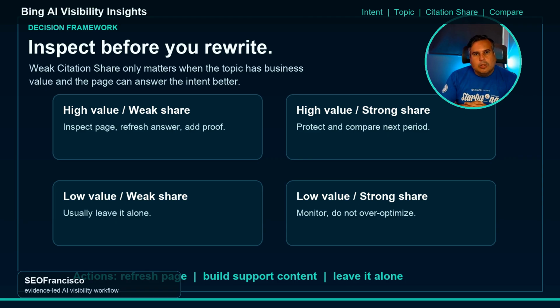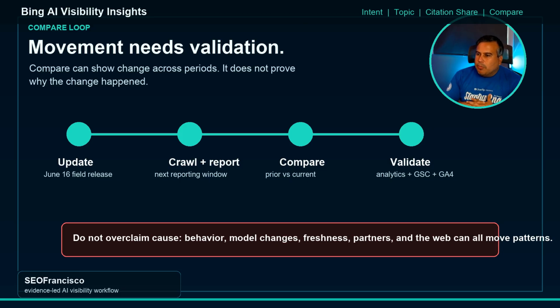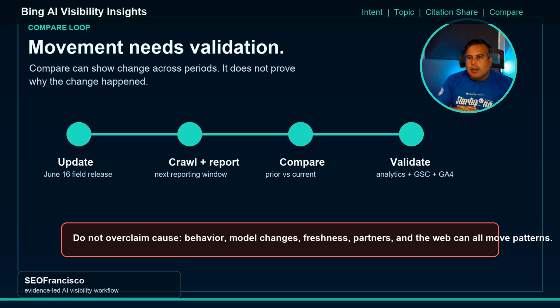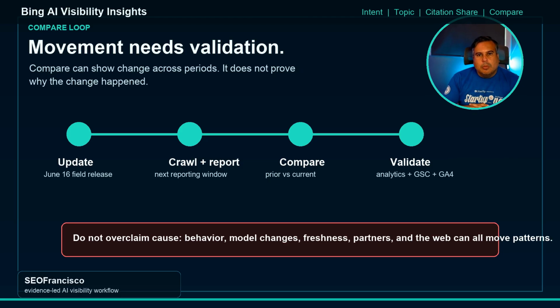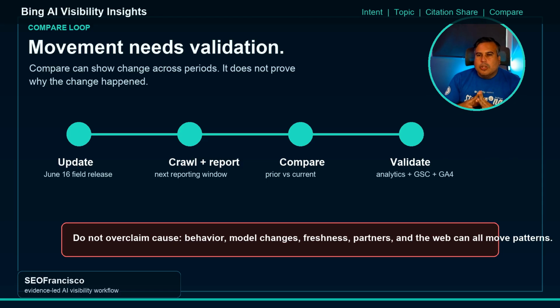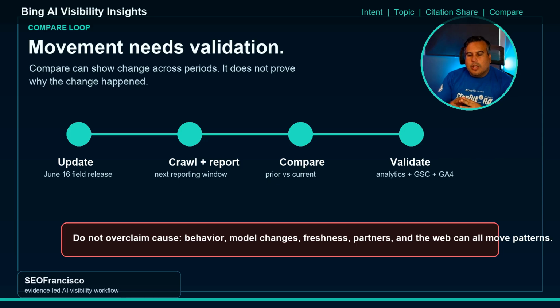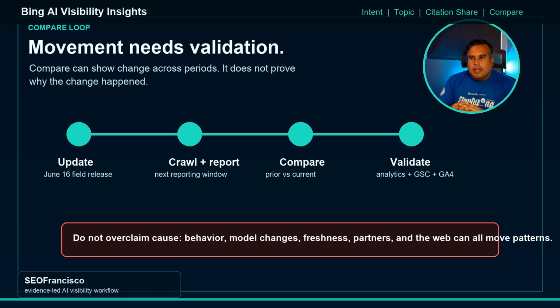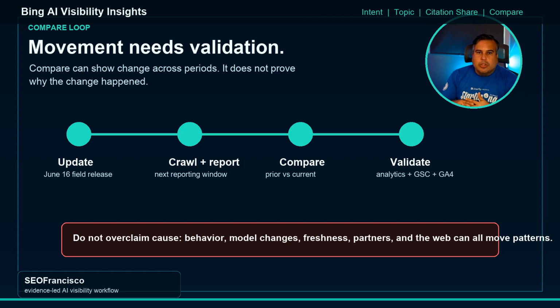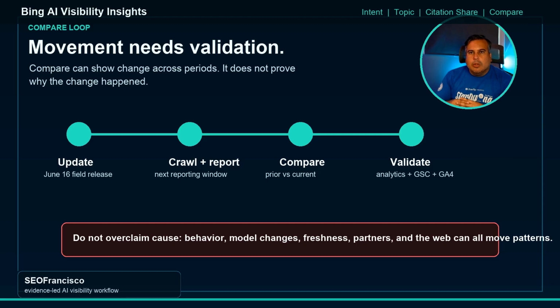Compare is the part that turns the report into a testing loop. After an update has time to be crawled and reported, compare the next period with the previous one. But do not overclaim the cause. Citation patterns can move because of user behavior, model changes, freshness signals, partner refresh cycles, or changes across the web. Validate with analytics, Bing search performance, GSC, GA4, crawl checks, and referral data.